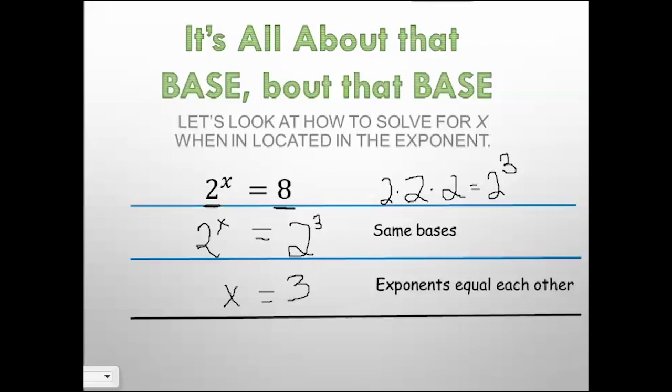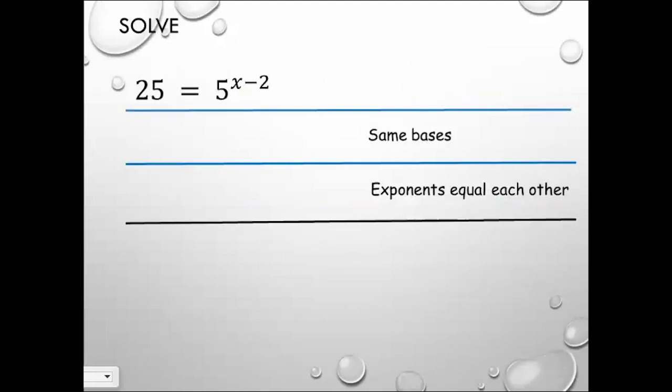Let's see if we can kick it up a step. All right, so this one's a little bit more difficult. Again, we have two different values for a base, right? We have 25 and we have 5. But we all know that 25 is the same thing as 5 times 5, or 5 squared, right? So I'm going to rewrite this as 5 squared equals 5 to the power of x minus 2. Since our bases are the same, I can simply take those two exponents and set them equal to each other. So I'm now going to have 2 equals x minus 2.